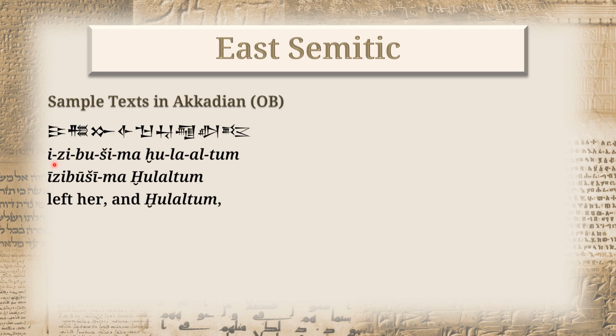And now comes the verb idzibu she, left her, like in terms of inheritance. Idzibu she ma, the ma tells you to go on, it's like a connector. Chulaltum and chulaltum. So what did chulaltum do? It goes on.